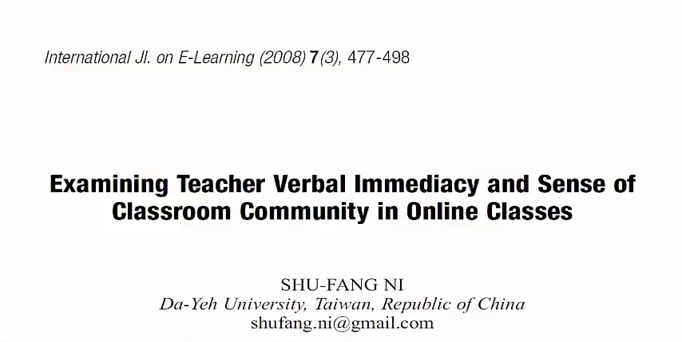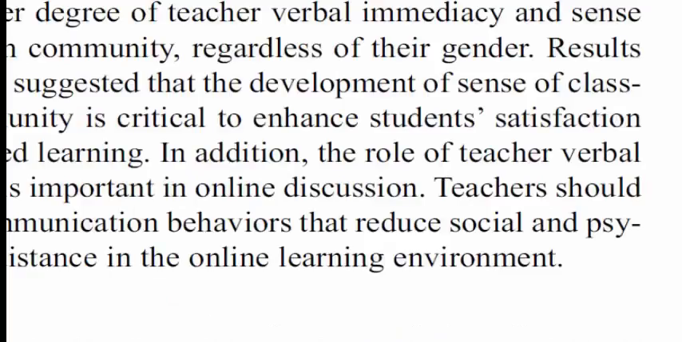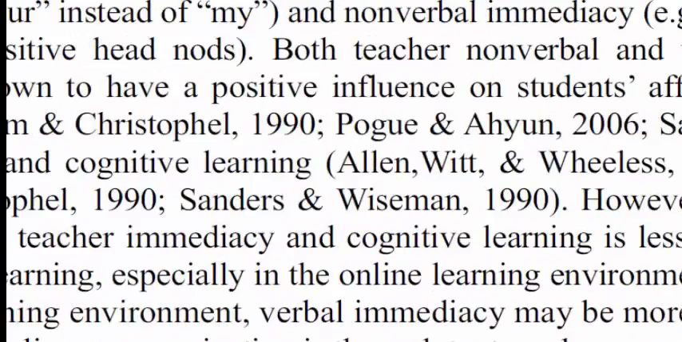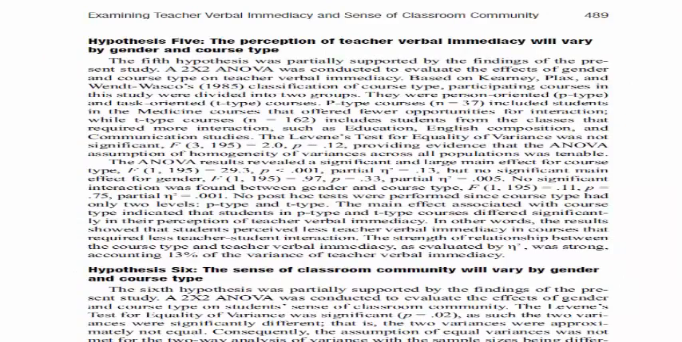Here we're looking at examining teacher verbal immediacy and sense of classroom community in online classes, and we're looking to see how an ANOVA was employed. And again, I'm going to jump down to 489, and we can see that, similar to the other test, when they show the results, even though they'll be looking at a statistical output sheet to gather their information, they don't include that in the study, they just include their findings. So we see the F test here and their findings.